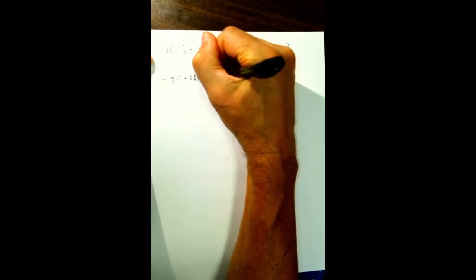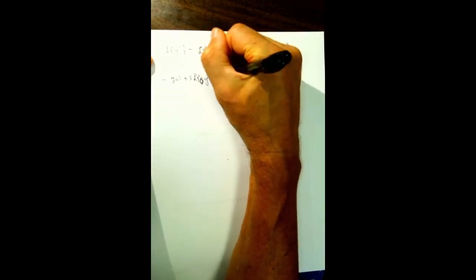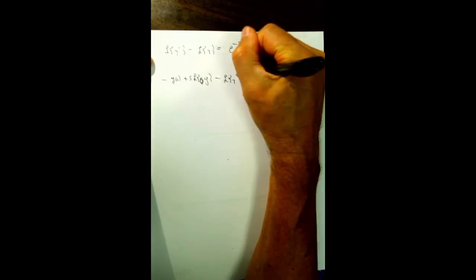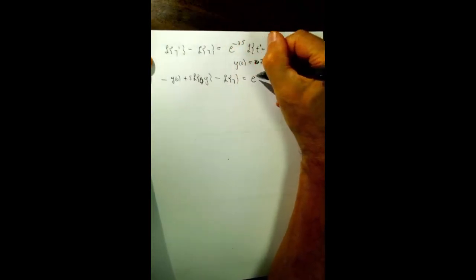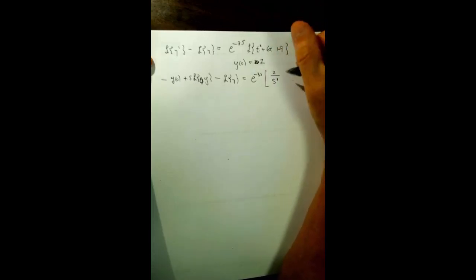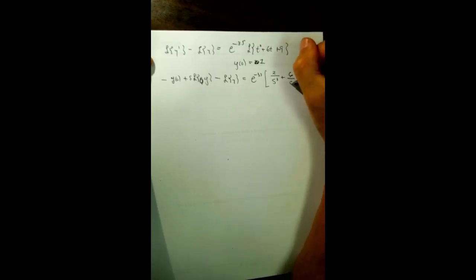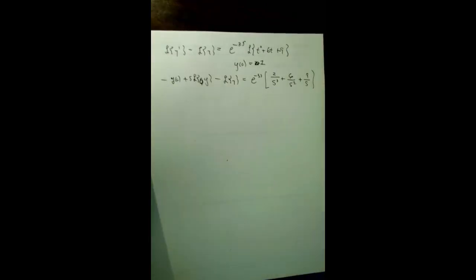Looking at the wrong place. So y of 0 is 1. So this is now minus y of 0 plus s times the Laplace transform of y minus the Laplace transform of y. It's going to be e to the minus 3s. Laplace transform of t squared is 2 over s cubed. Laplace transform of 6t is 6 over s squared, and the Laplace transform of 9 is 9 over s.